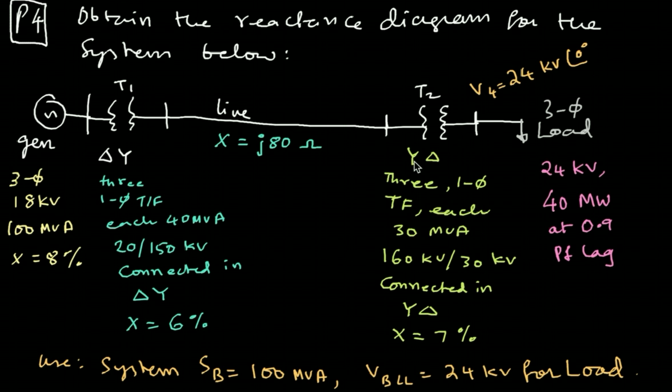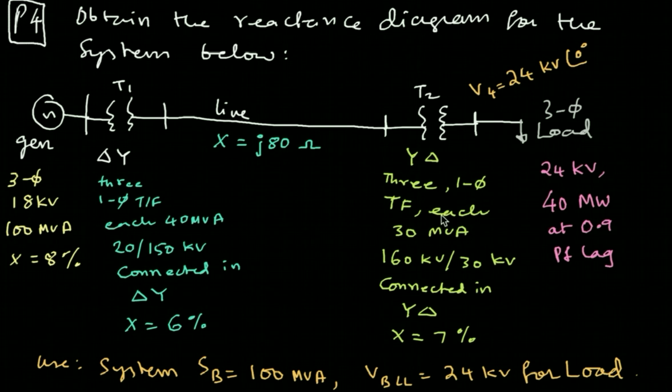On the other side, there is a star delta transformer, but then this is not a single transformer. There are three individual single-phase transformers, each 30 MVA. So in total I have a capacity of 90 MVA here, with each 30 MVA.